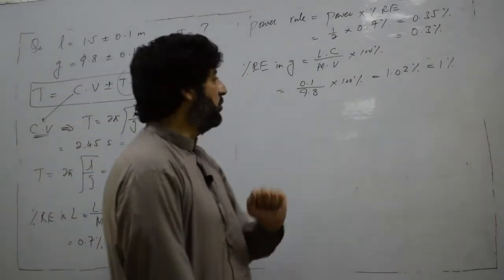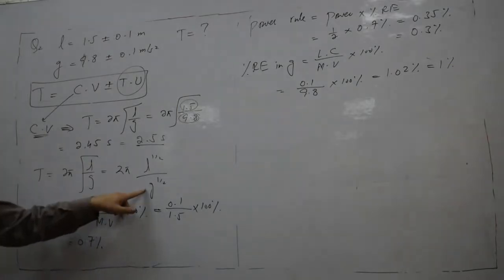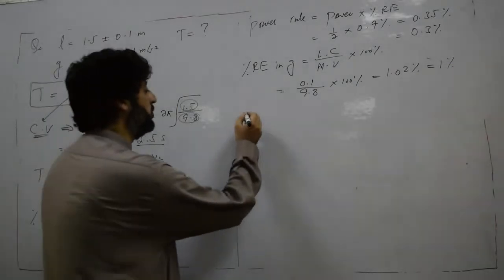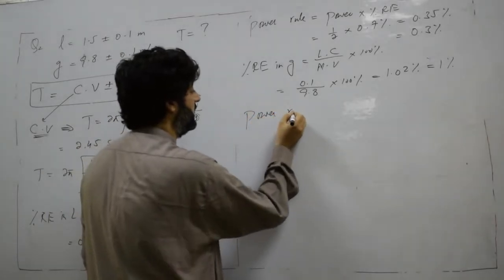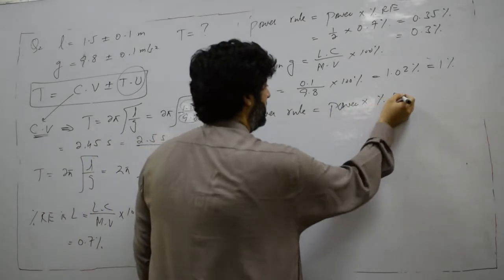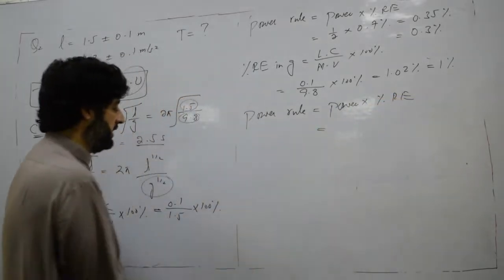Now, if we know the percentage error in g, then we can use the power rule for g. So what is the power rule? The power rule for g is power multiplied by the percentage error. So the power for g is 1/2.